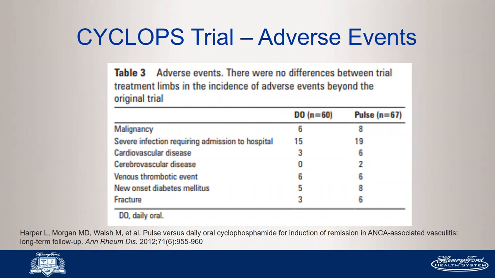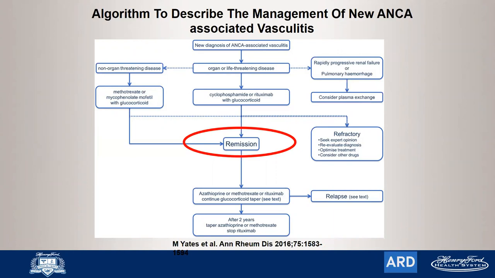So these were the two main trials. Rituximab was non-inferior to cyclophosphamide, not in patients that have alveolar hemorrhage or are severe enough to require mechanical ventilation, but severe enough where they might have some renal dysfunction, some nodules. And if you consider using cyclophosphamide, oral versus IV, oral has lower risk of relapse.